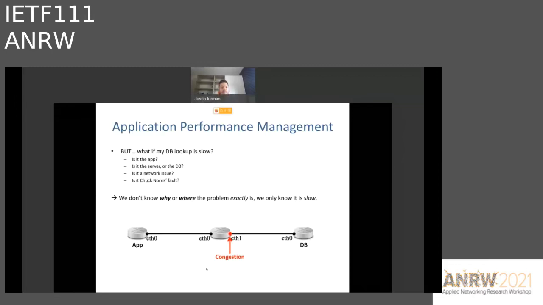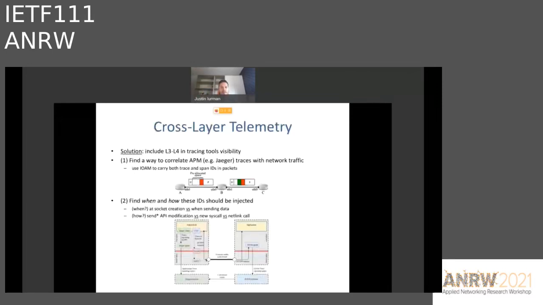So when you see this, you will investigate on the app, you will investigate on the database, and actually you wouldn't find anything. So you would be left scratching your head and wondering why it takes so long. And that's a big problem, because root cause analysis is hard in this case. So the goal here would be to also include layer 3 and layer 4 in such a tool. And actually, this is exactly what we provide with cross-layer telemetry.